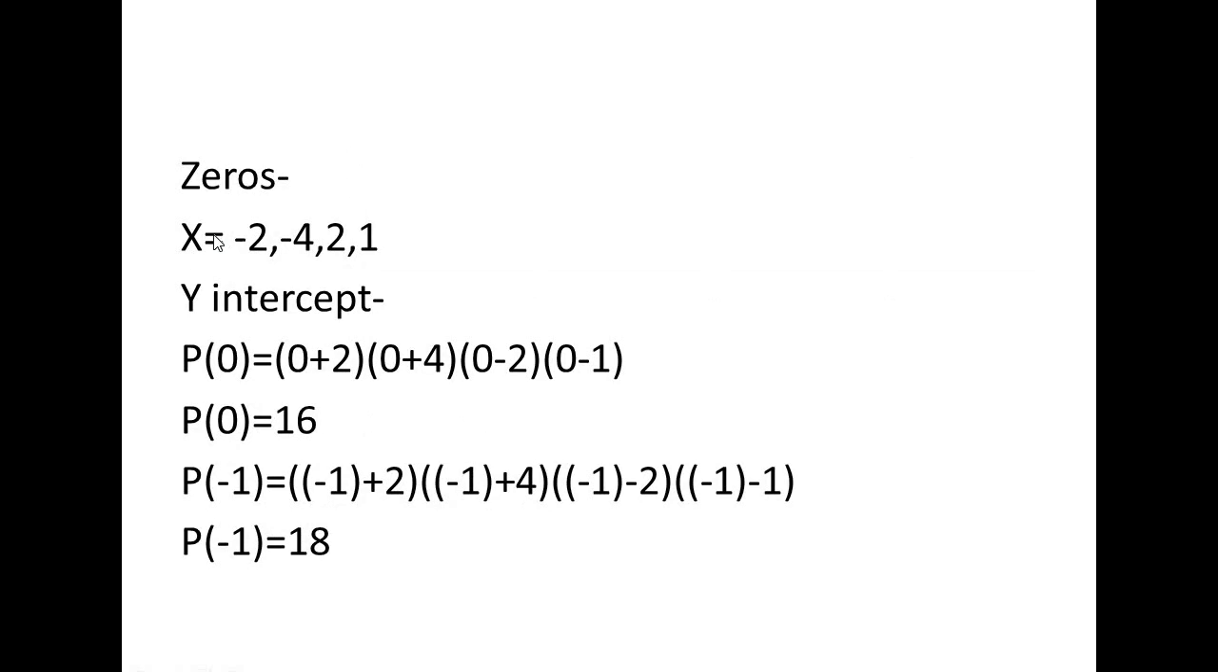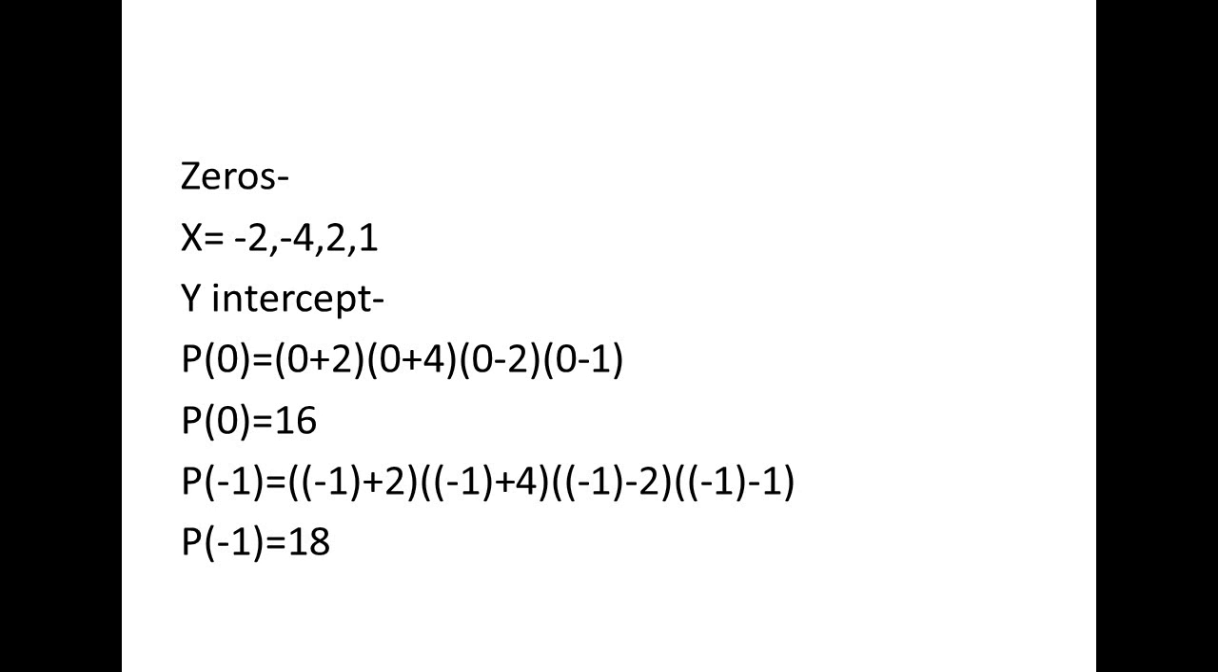We move on, we have all the zeros right here, and then we just find the y-intercept by substituting 0 into the equation, which gives us 16. And then we have to find one extra point, which makes our graph more precise. I chose -1, but you could choose another point. It doesn't really matter exactly, but you want to think logically. So then you input -1 into the equation, and you get 18. Now you have all the information you need to graph this polynomial.